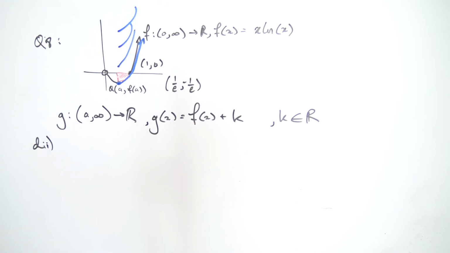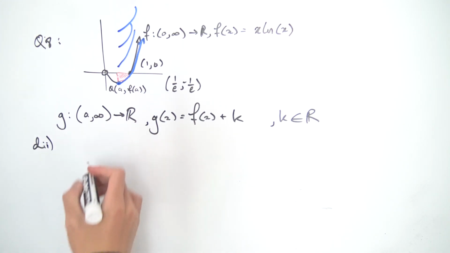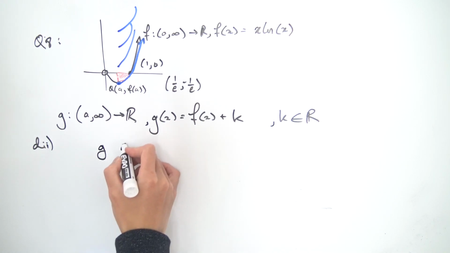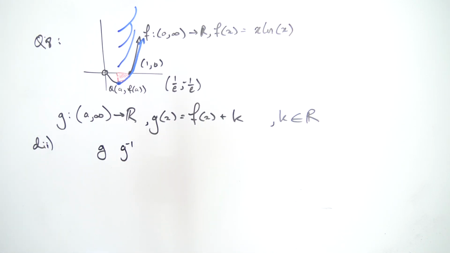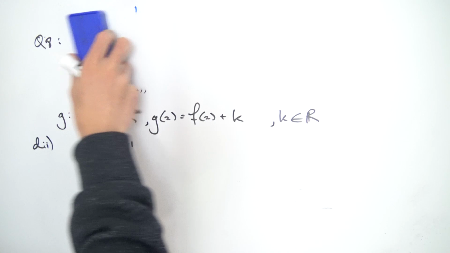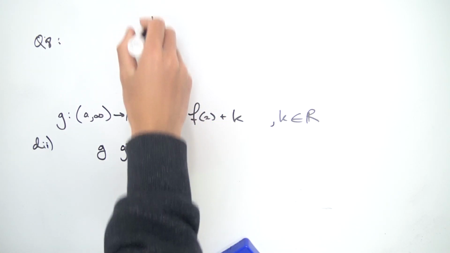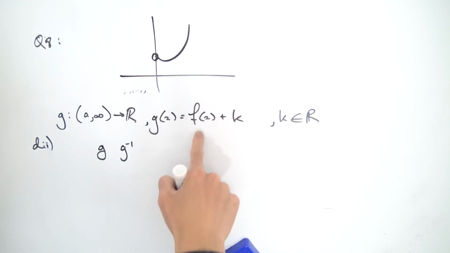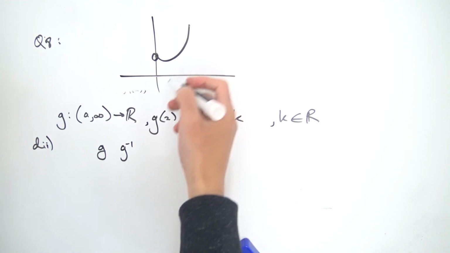We have to find the values of k such that the function g and the function g inverse don't intersect at all. So in order to solve this, you have to have a little bit of graphical intuition. I guess I'll rub out this. So if you look at the graph, g of x looks something like this. So it's just f of x translated up or down by something.